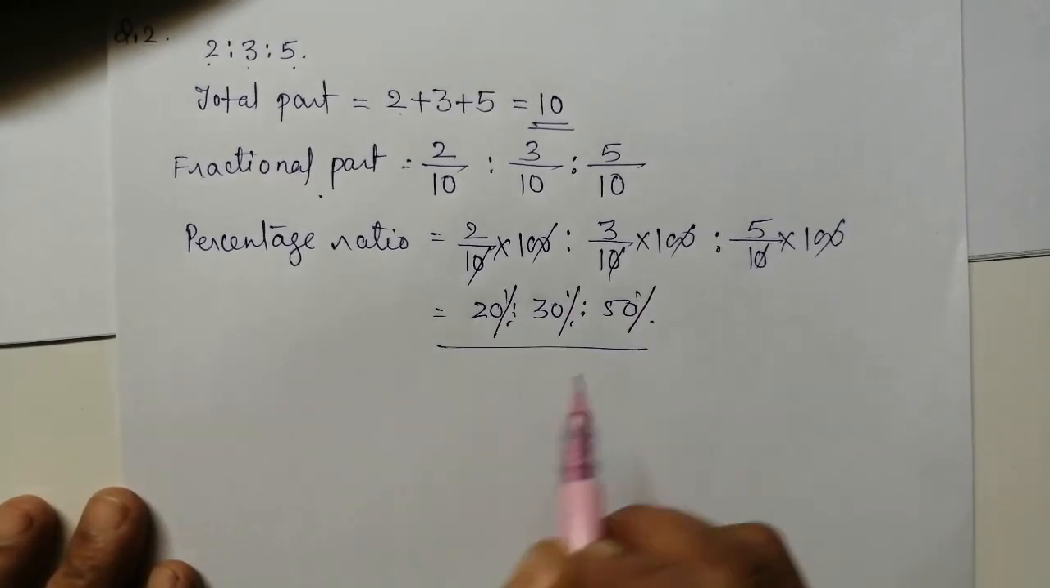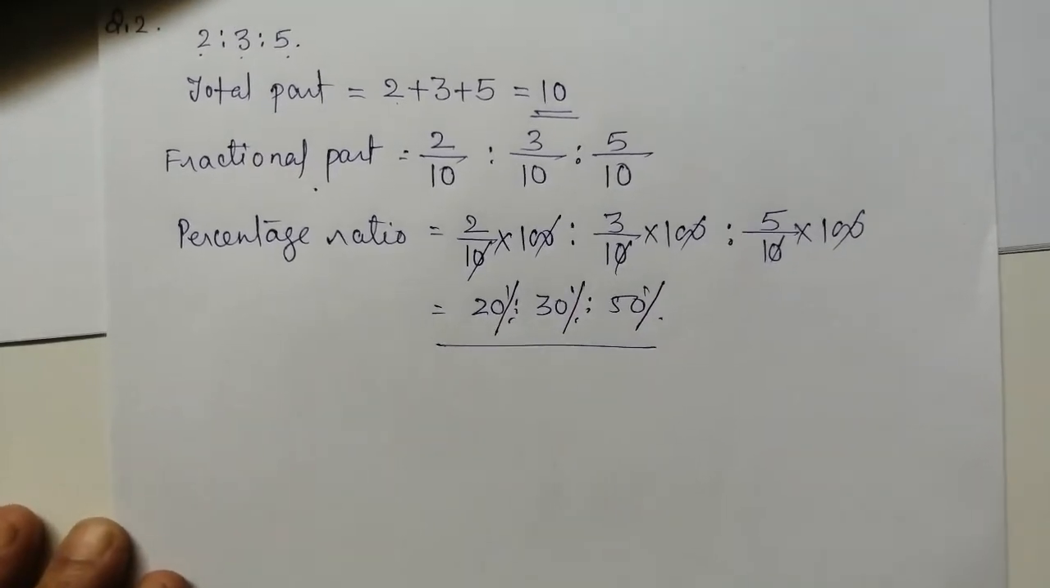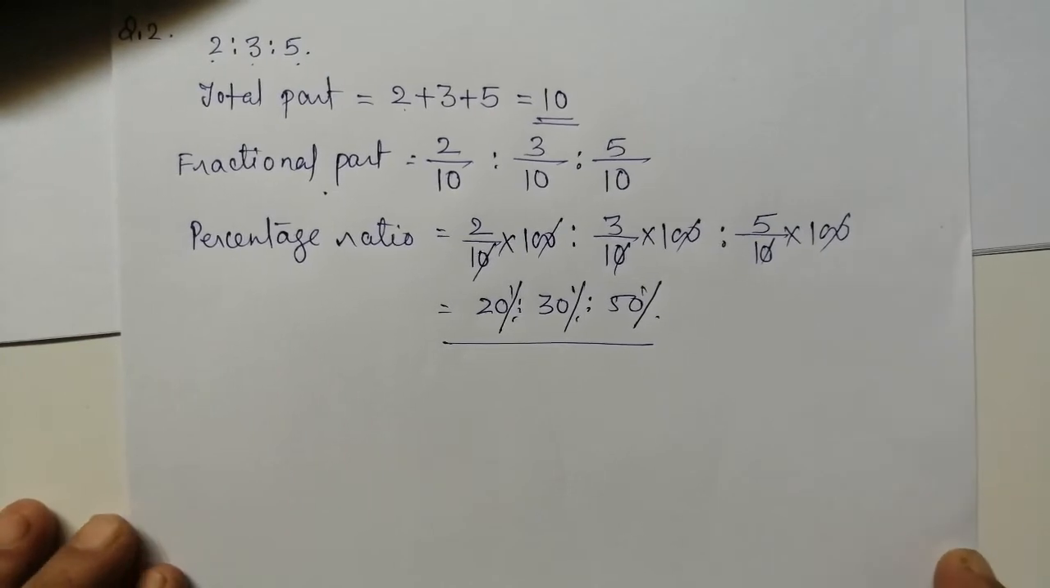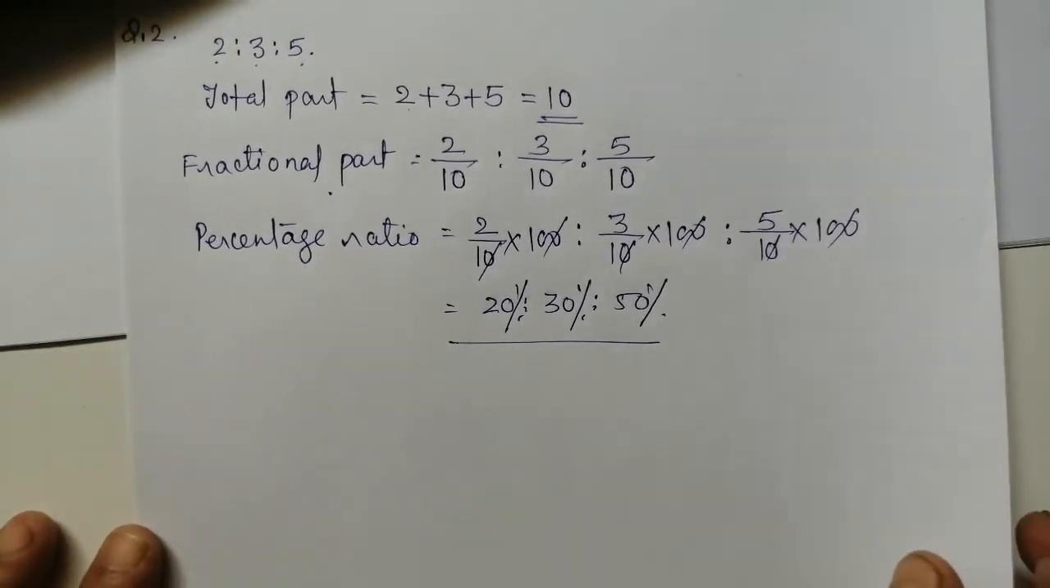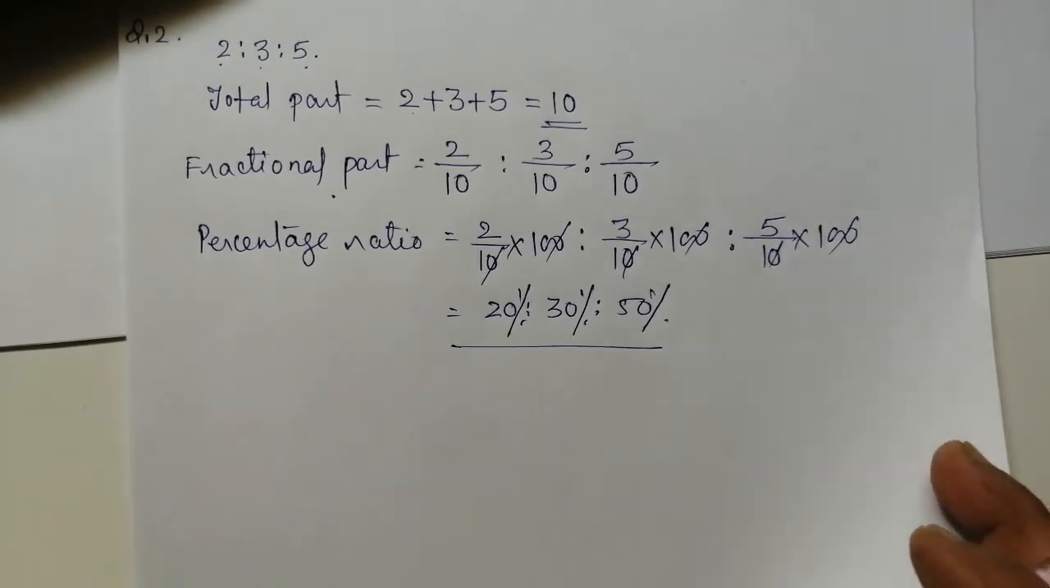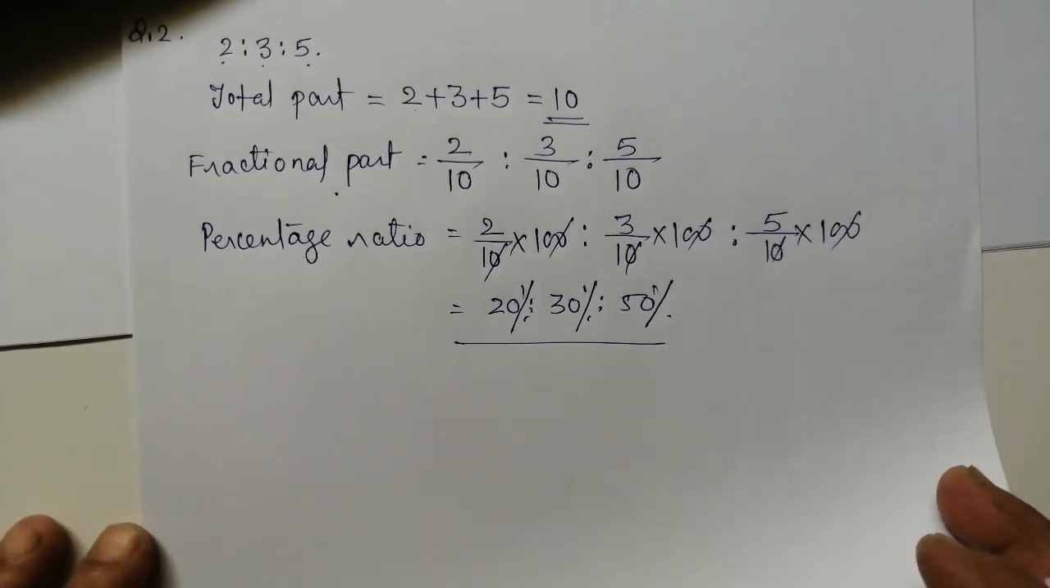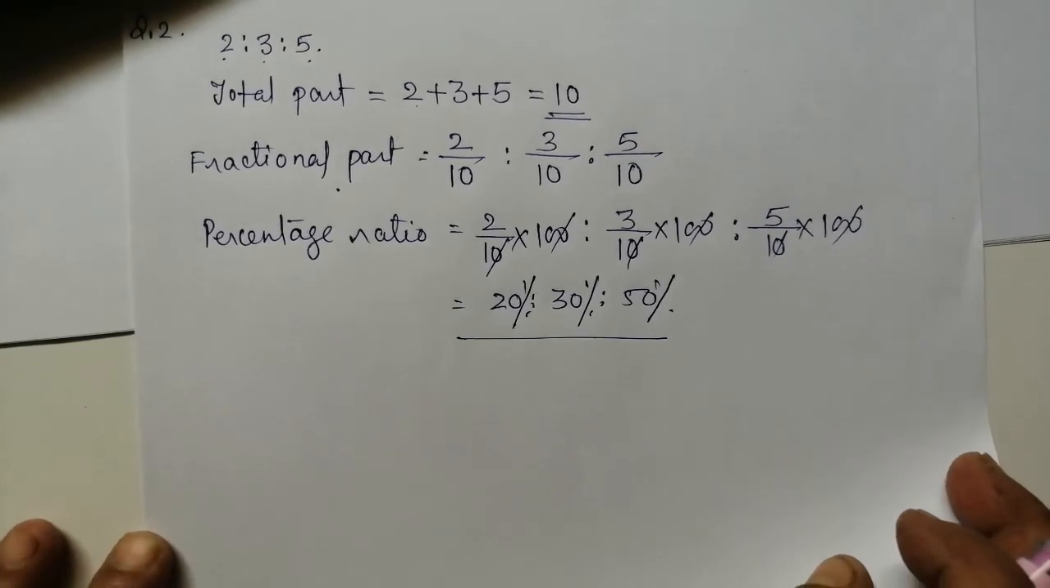That means here the ratio is given, and that ratio you have converted into percentage form, right? This I have already explained to you; it is just the revision part which you are going to solve.